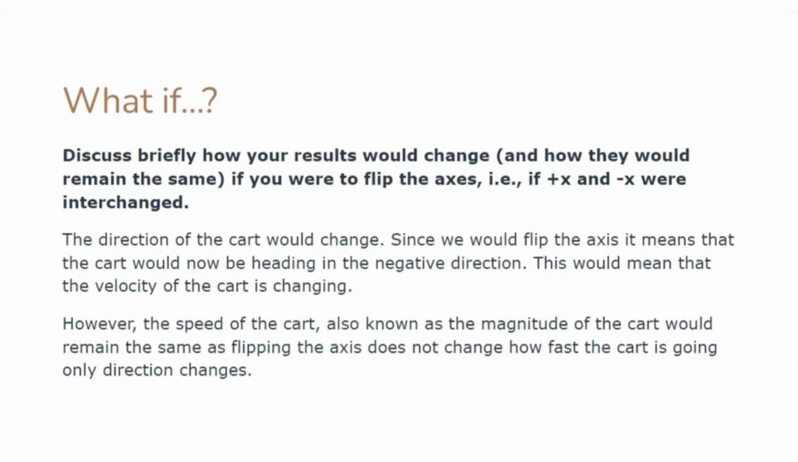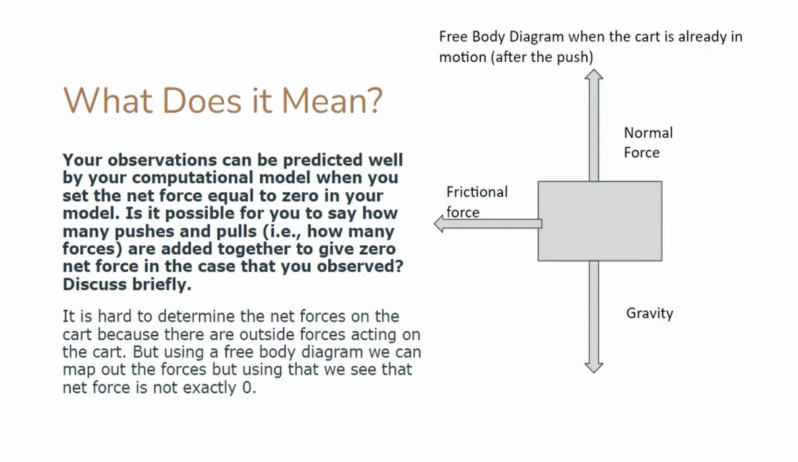So what if we were to flip the axes, what would be different? The direction of the cart would change since we're flipping the axes. This means the cart would now be heading in a negative direction. This also means that the velocity of the cart is changing. However, the speed would remain the same because flipping the axes only changes the direction, not how fast the cart is going.